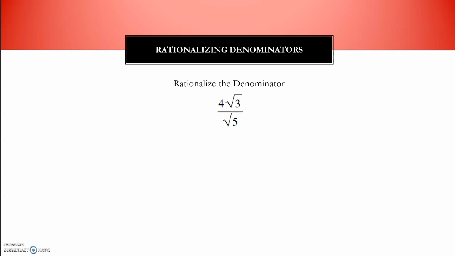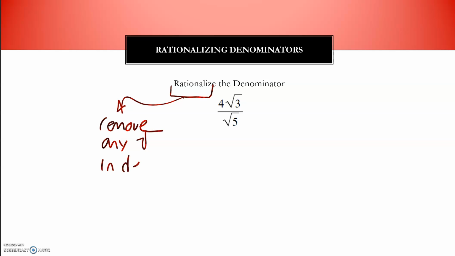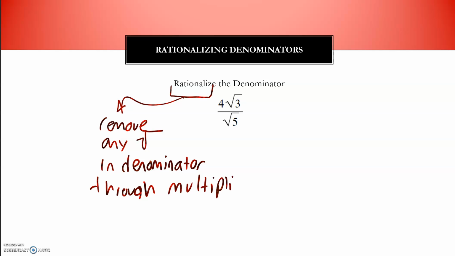So to rationalize the denominator, let's define this before we go any further. To rationalize the denominator means to remove any radicals in the denominator through multiplication. So the way that this works is the same way, like I said, that you would change a denominator when you were adding or subtracting fractions in grade school.